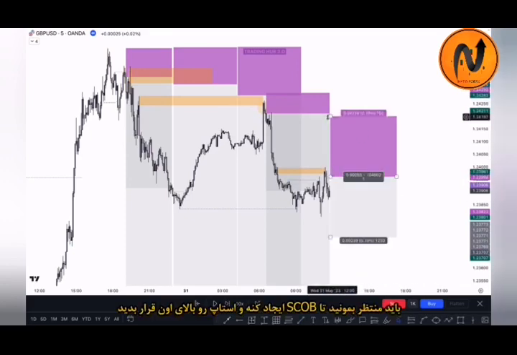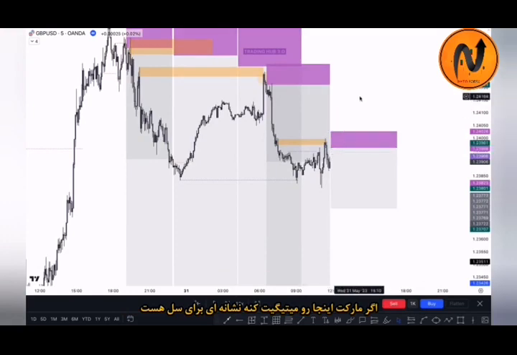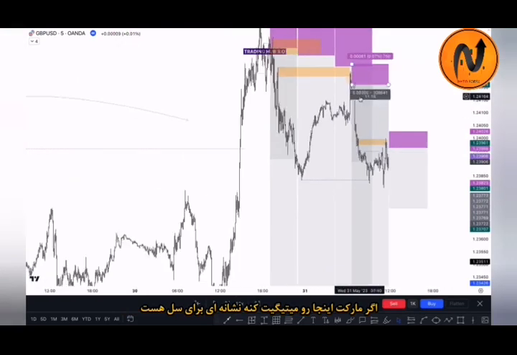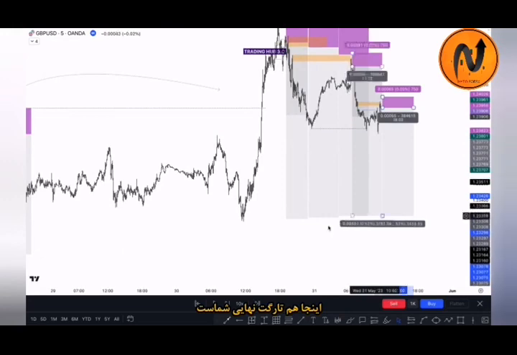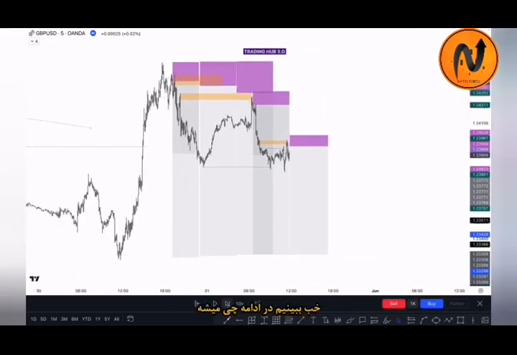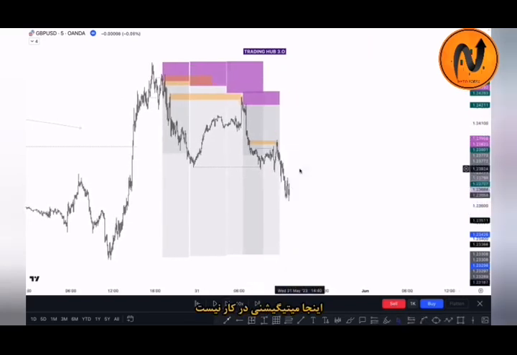And you have to wait for it to create a single candle order block and put the stop loss just over it. This is a single candle order block. If the market mitigates this one, then you can take a decision here for the sell, otherwise you don't need to do anything, right? And this is your final target at this point, okay? So let's see what happened next here. There is no mitigation here, okay? So you can leave this one, right?